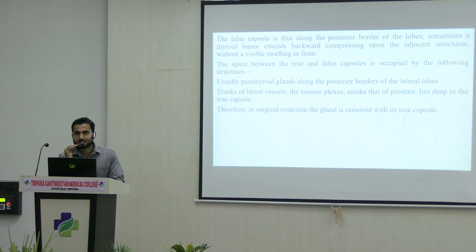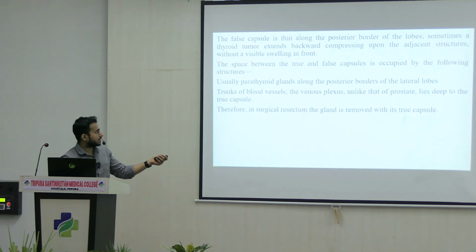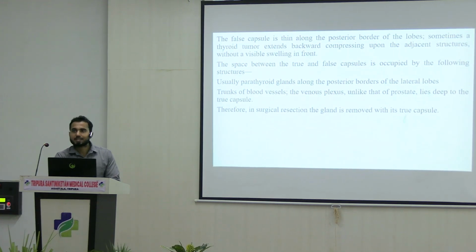That's why, whenever surgical resection of the thyroid gland is done, some part of the gland is removed with its true capsule. It can be removed with its true capsule. Why? Because the venous plexus is situated deep to the true capsule. That's why you can remove the true capsule and the venous plexus will not get damaged. Let me show you the diagram.